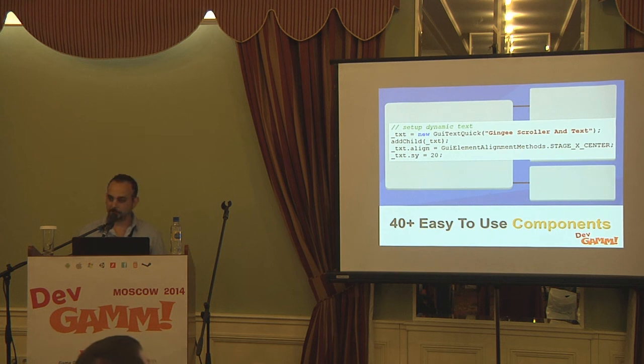A text is configured by only 4 lines of code. You create a new text instance with the text going inside. You add it to the display list. You set the alignment for the Liquid UI to know where to put it. And you set the scaled Y to 20, so it will know how to create what's 20 pixels on my device.